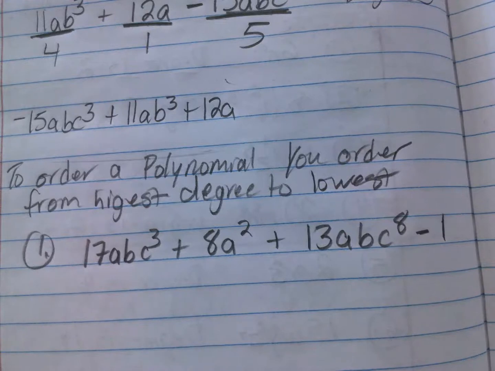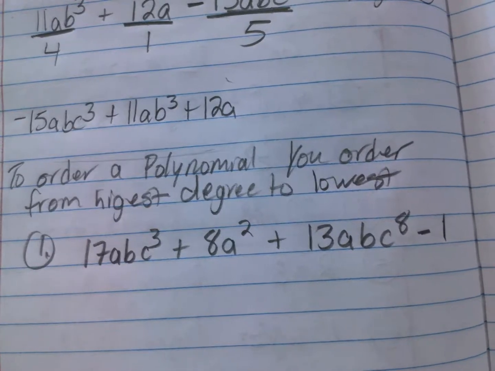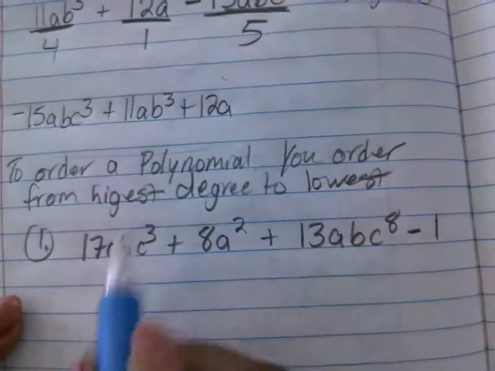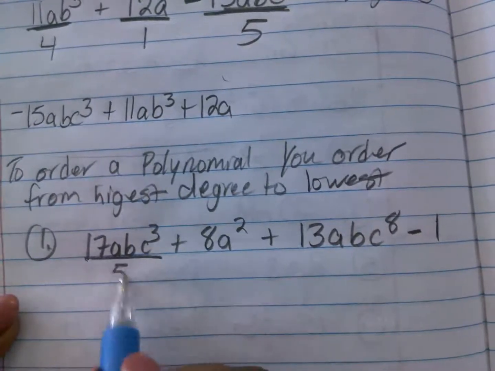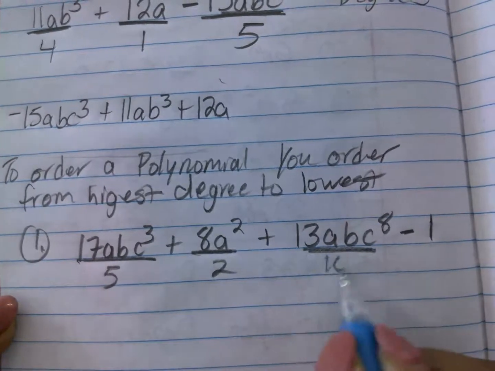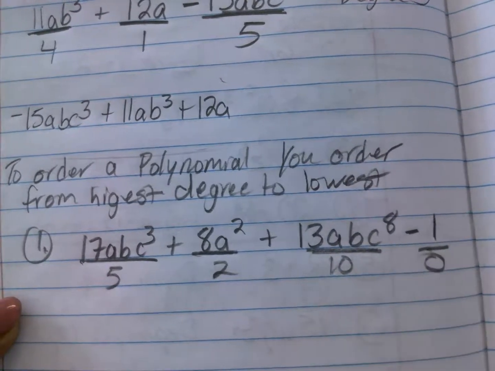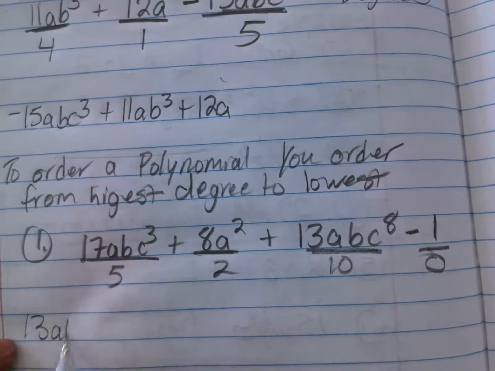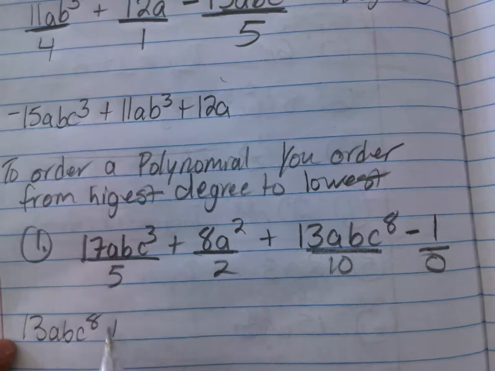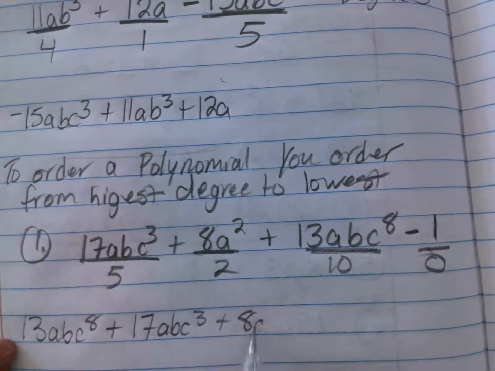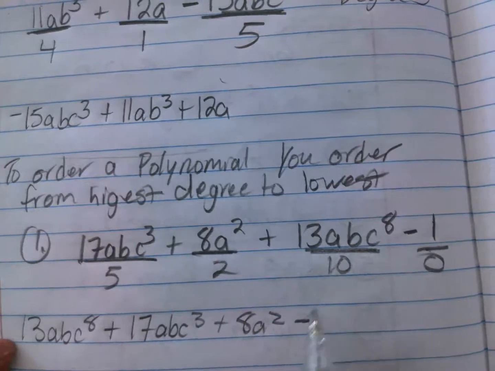See if you can order this. Put this in order by degree. Okay, what's the degree of this one? 5. What's the degree of this term? 2. What's the degree of this? 10. And what's the degree of this? 0. All right, so what's going to go first? 13abc to the power 8 plus 17abc to the power 3 plus 8a squared plus negative, or minus, 1.